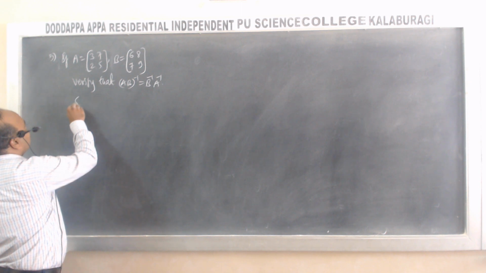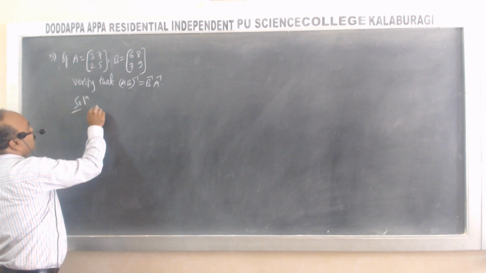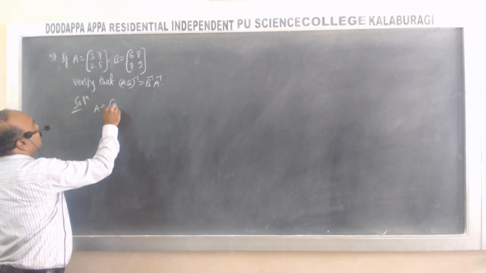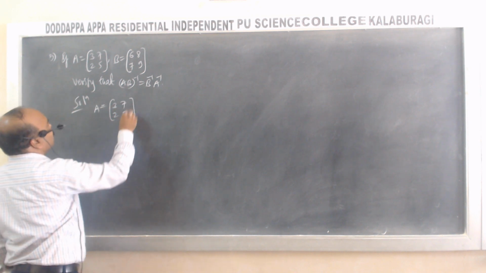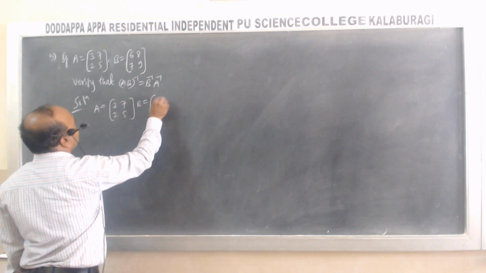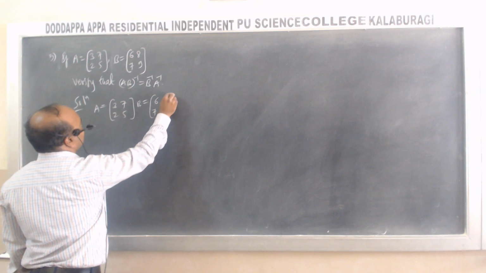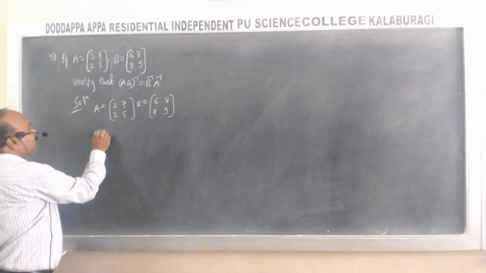Now for that, first we find AB. A is given [3 7; 2 5]. B equal to [6 8; 7 9]. Then we find AB.